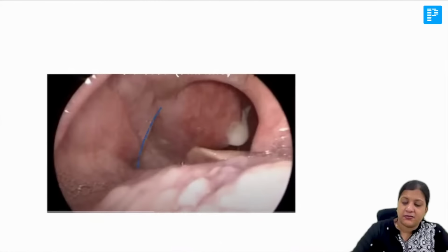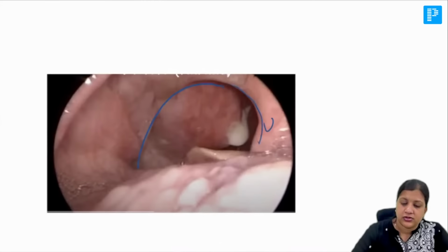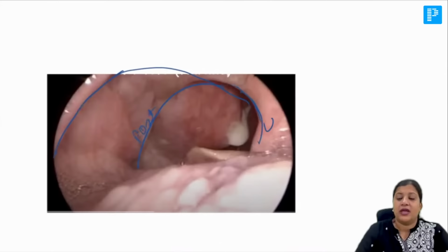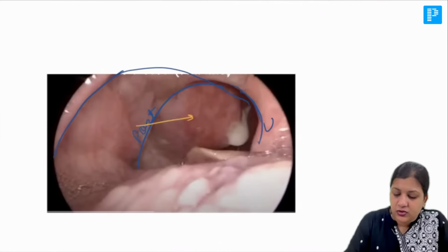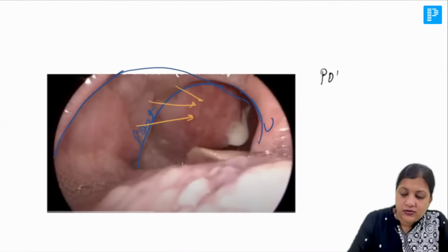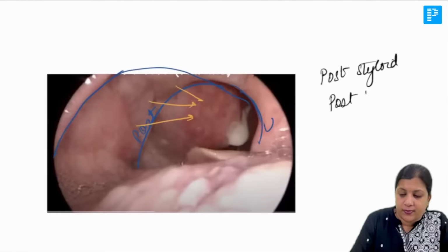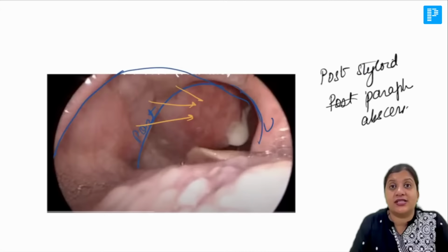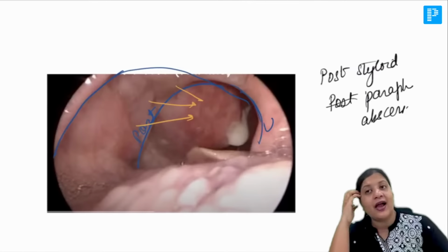If you see a bulge behind the posterior pillar, so this is your anterior pillar, uvula, this is your posterior pillar. Behind the posterior pillar, you're able to see that there is an abscess. So what is this abscess behind the posterior pillar? It is a post-styloid parapharyngeal abscess. A pre-styloid parapharyngeal abscess will present as a tonsillar bulge, but a post-styloid parapharyngeal abscess will present as a bulge behind the tonsil.